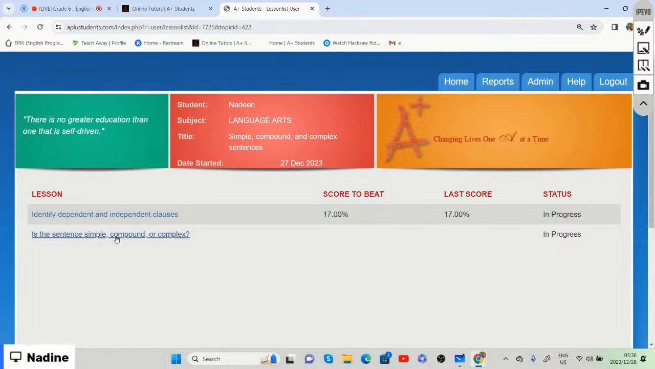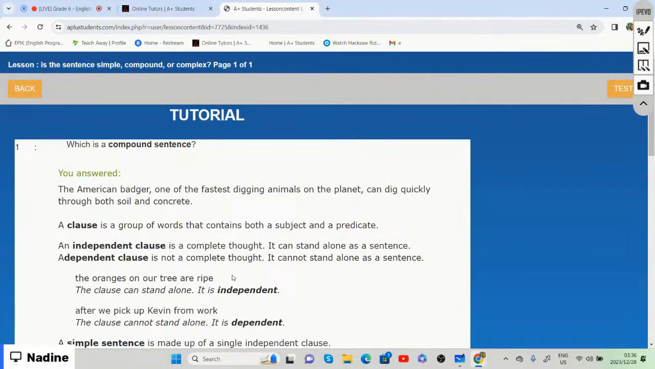All right, so now we're going on to the second lesson, which is: is the sentence simple, compound, or complex? So we need to say if it's a simple sentence, a compound sentence, or a complex sentence. And we already found out that a complex sentence has both an independent as well as a dependent clause within that one sentence, right? That is a complex sentence. And we said a clause is a group of words that contains both a subject as well as a predicate, right?